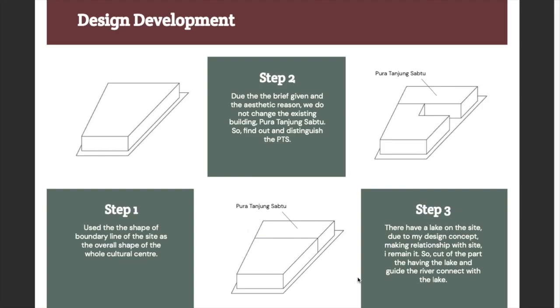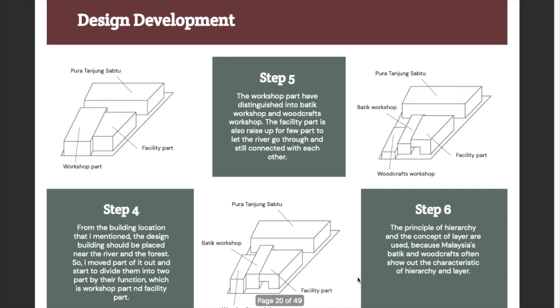After that, there is a lack of water on the site, so I would like to let the river go into the site, connect with the lake, and make a relationship with the building. After that, the cultural center part is divided into two parts, the workshop part and the facility part. The workshop part is divided again into the woodcraft and the batik workshop.